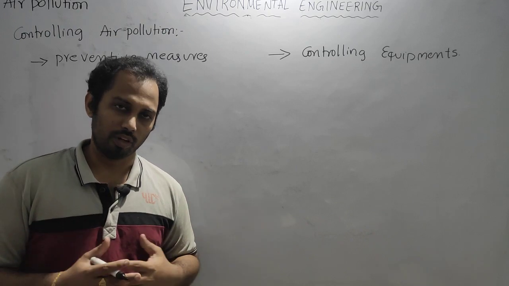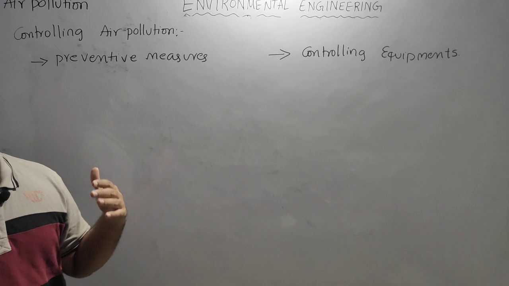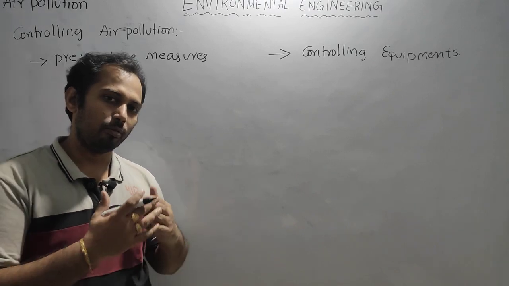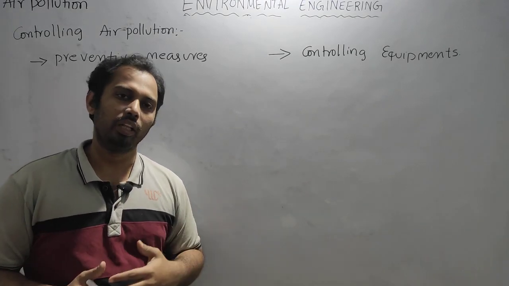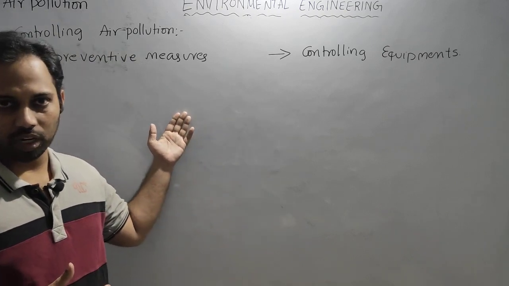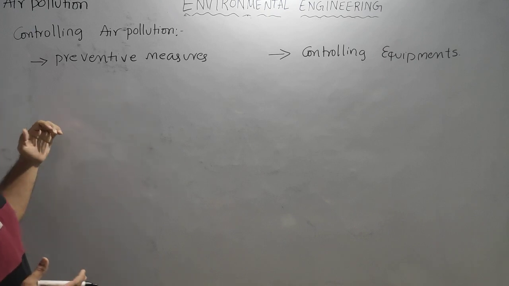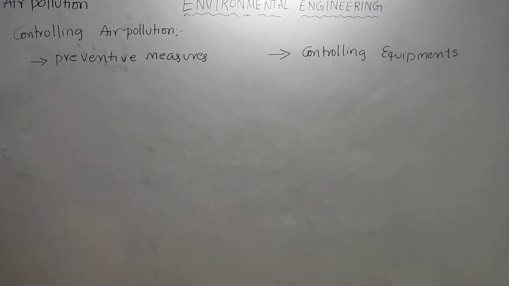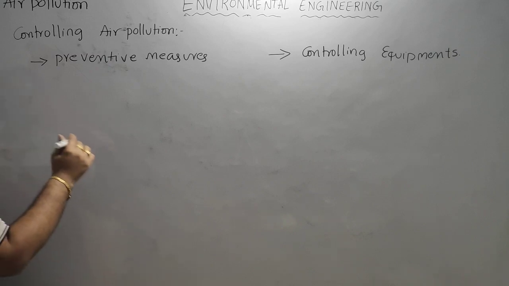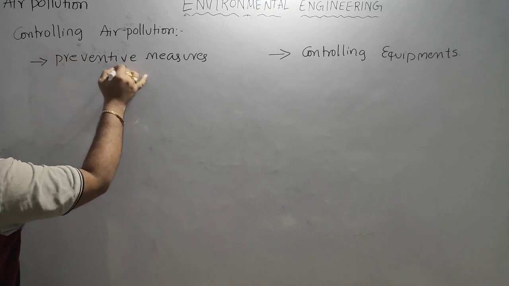So greenhouse concepts and all. It is not a single thought. There are various thoughts we can put together to save the environment. That is called preventive measures. These are the preventive steps. In those preventive steps, many things we can do. So we can change, and this is also called source correction.